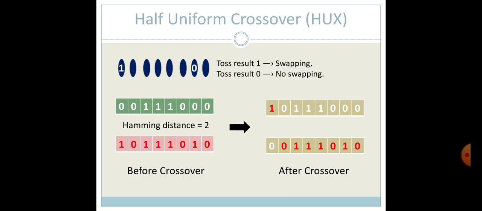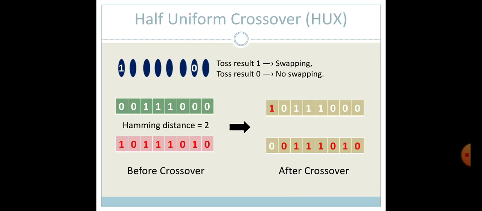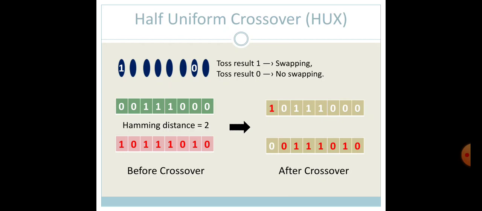After that, we are moving to the half uniform crossover, or HUX. In the uniform crossover, we have done a tossing. Here also we are going to do a tossing, and based on the tossing we are going to swap the values from the two parents. But here the concept is how many times we are going to do the tossing. In the uniform crossover, we do the tossing for as many points as there are in the chromosome, that is based on the length of the chromosome, but here it is based on the Hamming distance.